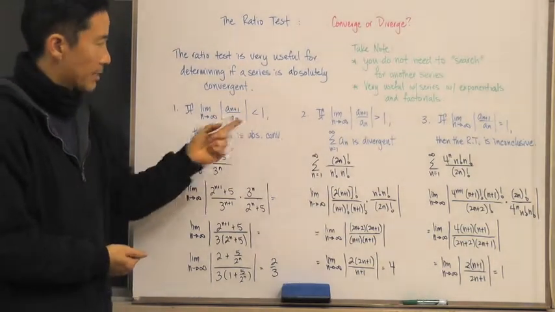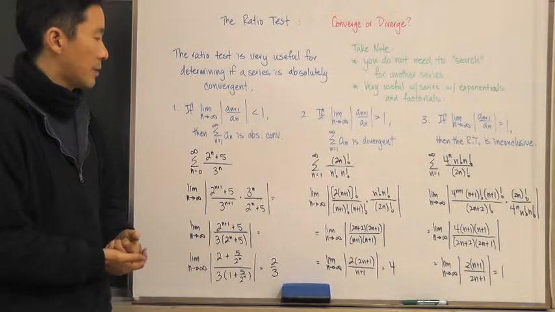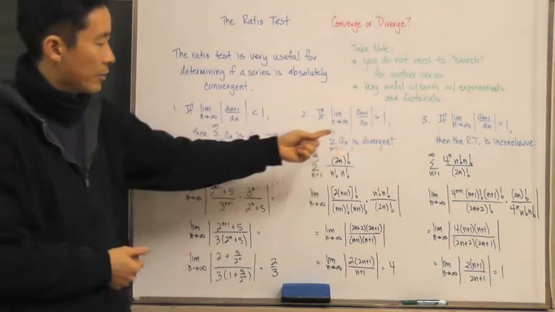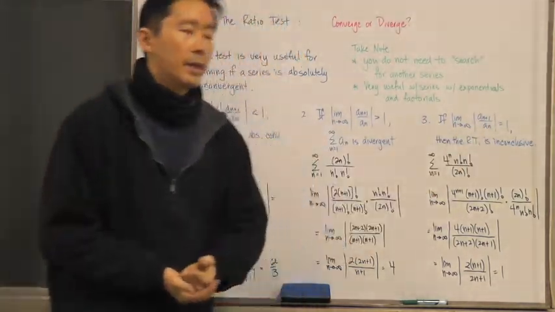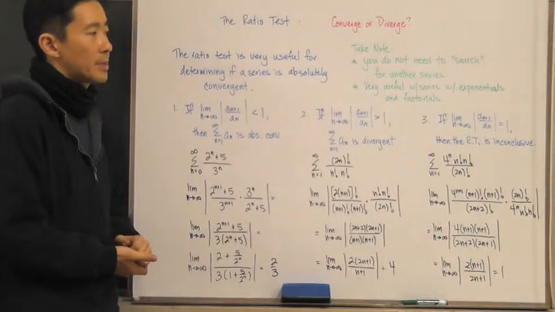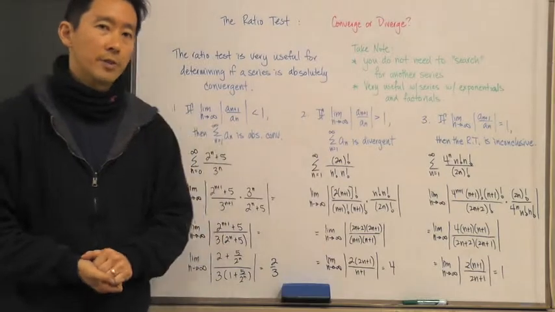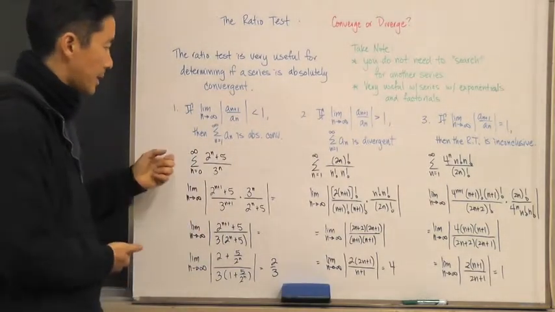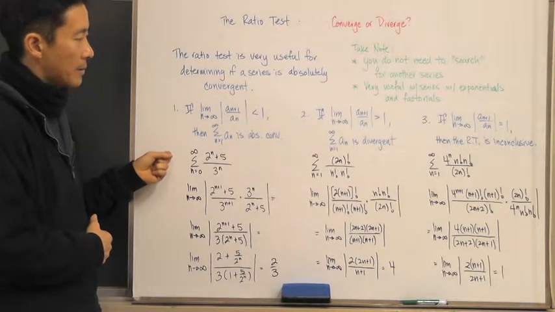So if it's less than 1, then the infinite series is absolutely convergent. If it is greater than 1, it's divergent. If it is equal to 1, then the ratio test is inconclusive. And we need to use other means to go ahead and determine whether or not that particular infinite series is convergent or divergent. Now, let's take a look at an example where the infinite series is absolutely convergent.